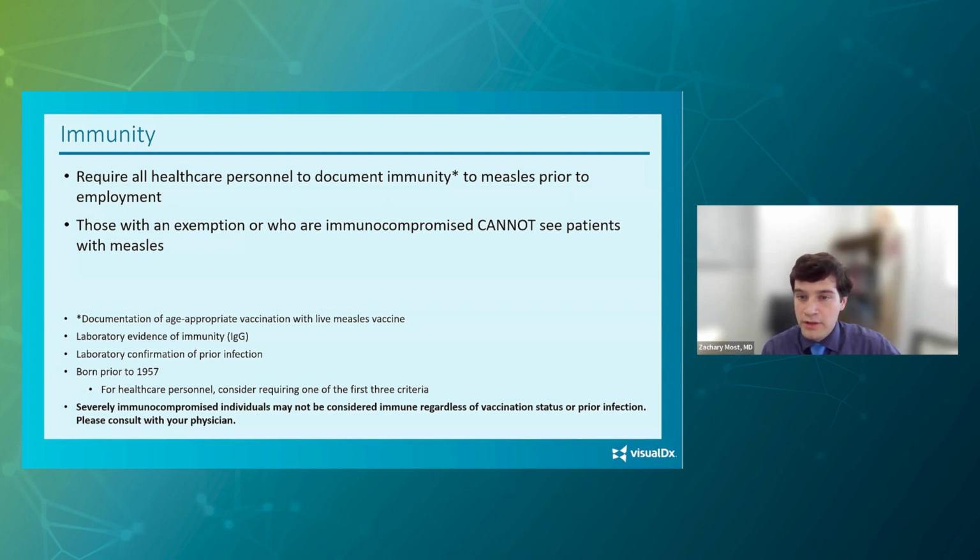You want to require that all healthcare personnel document immunity to measles prior to their employment. And by immunity to measles, I mean the same criteria that we talked about on that prior slide. Those who have an exemption to measles vaccine or who are severely immunocompromised cannot see patients with measles. They should not be allowed to see patients with measles even with PPE.